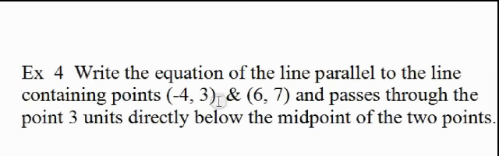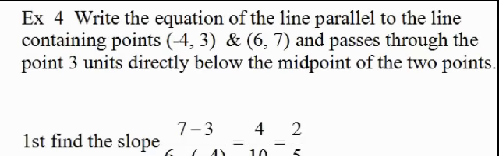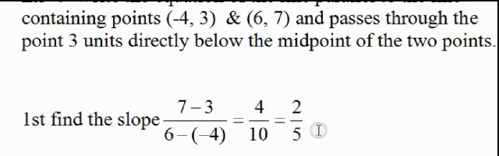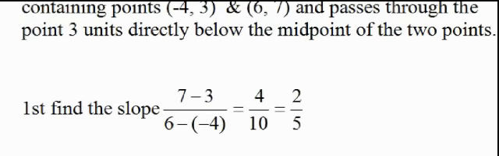Okay, this is a tricky problem. We've got to write the equation of the line parallel to the line that goes through those 2 points. And it also passes through a point that is 3 units below the midpoint of those 2 points. So let's first find the slope of the line that goes through those 2 points, because our slope will be the same. We use the equation for the slope, and then we get 2/5 for the slope.